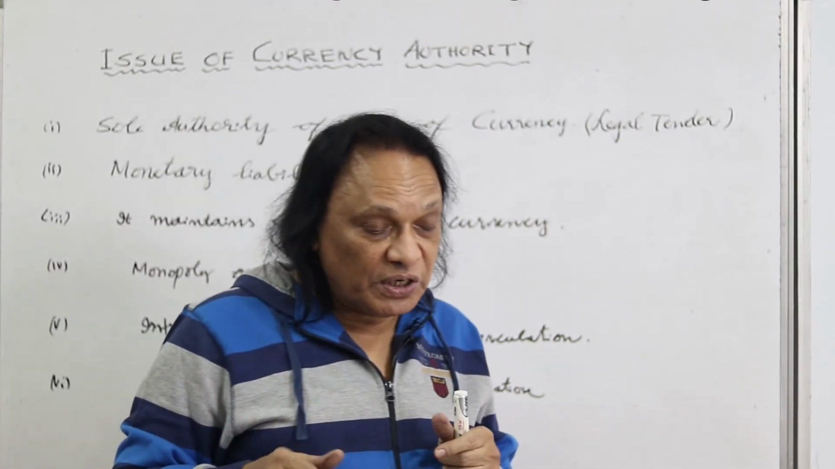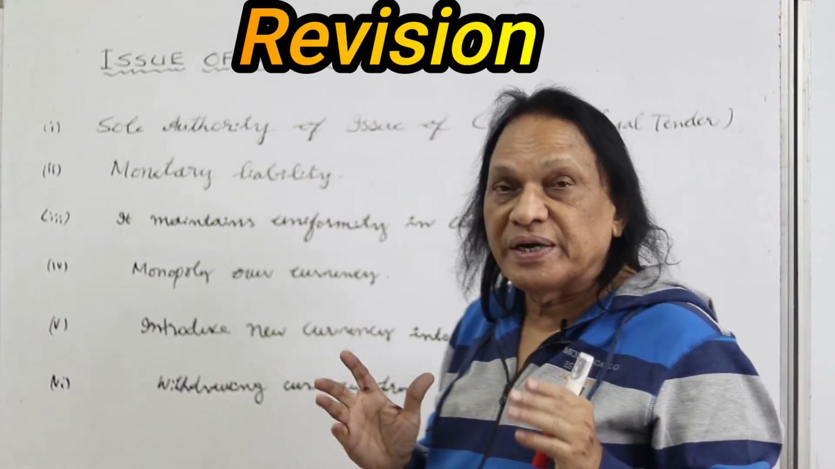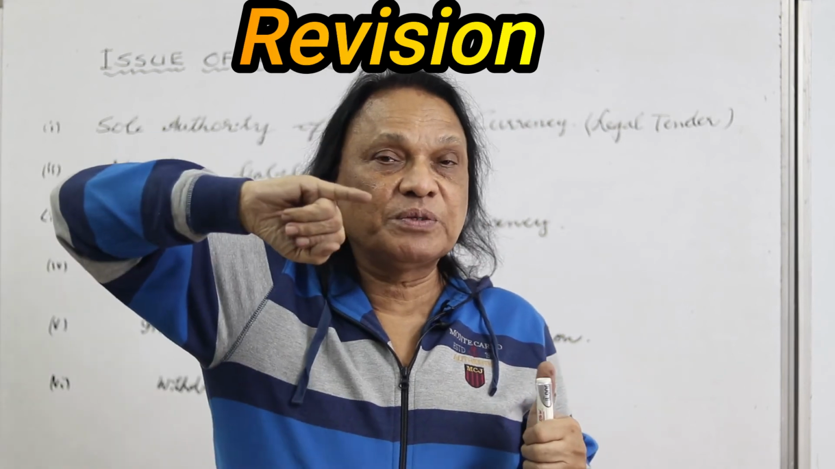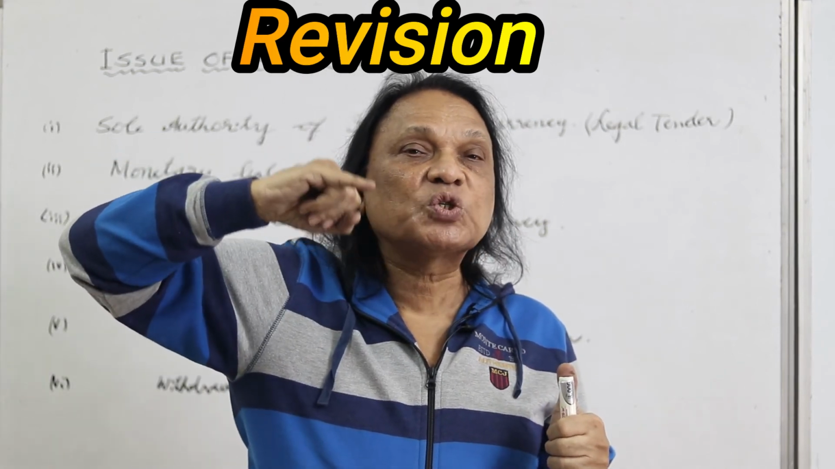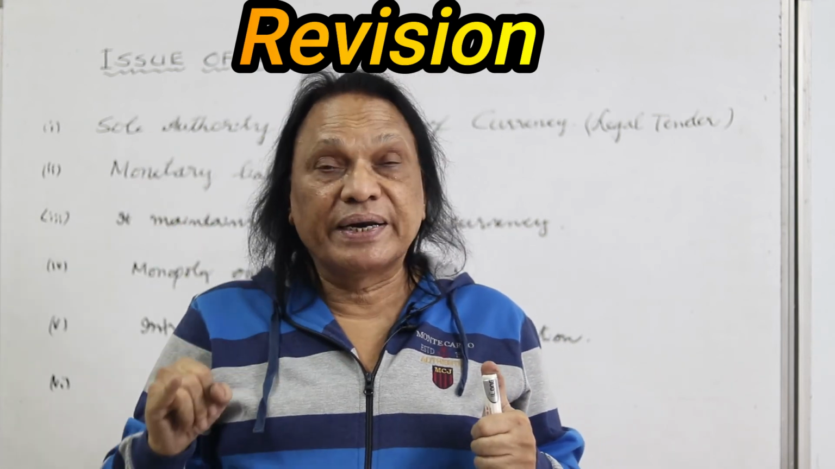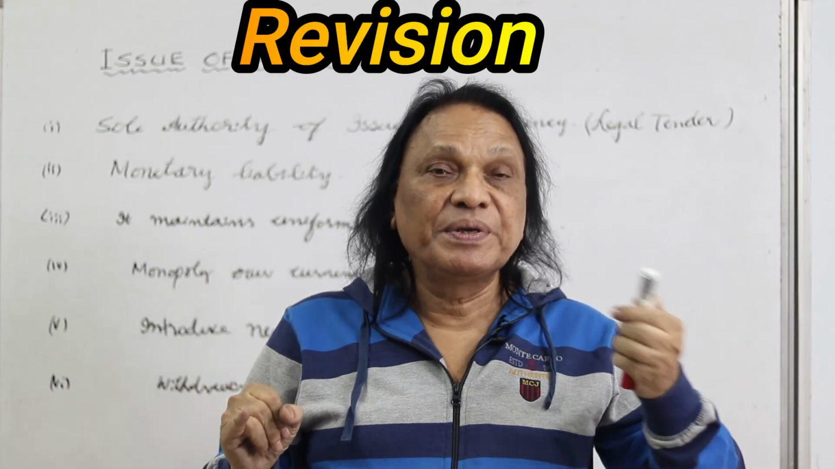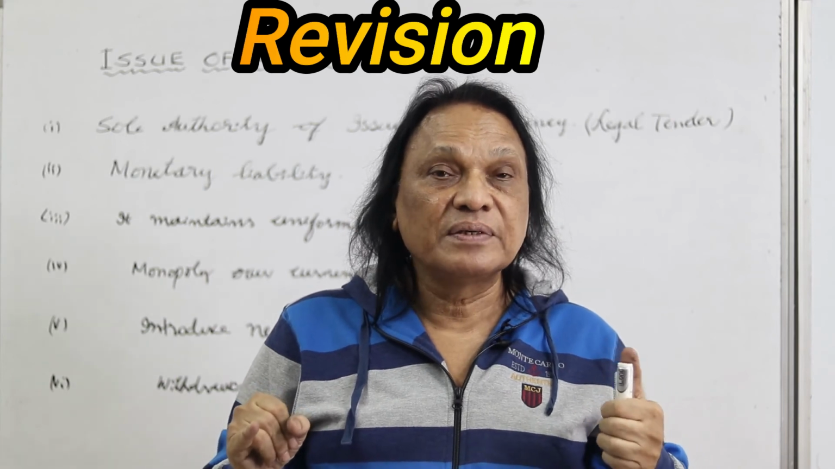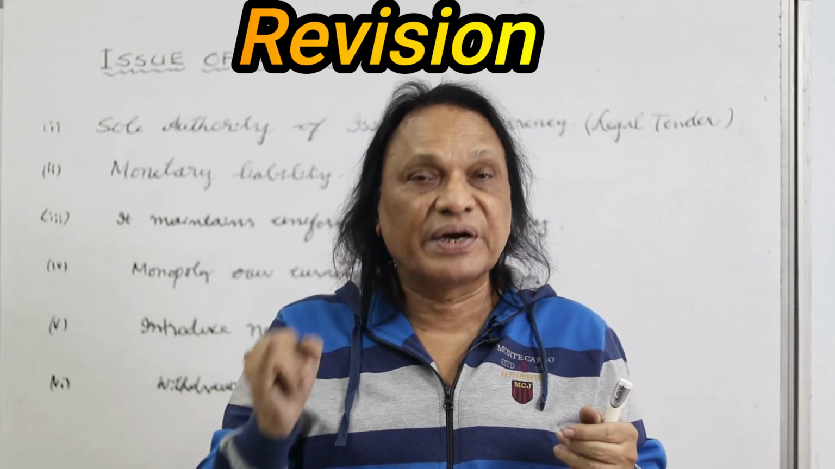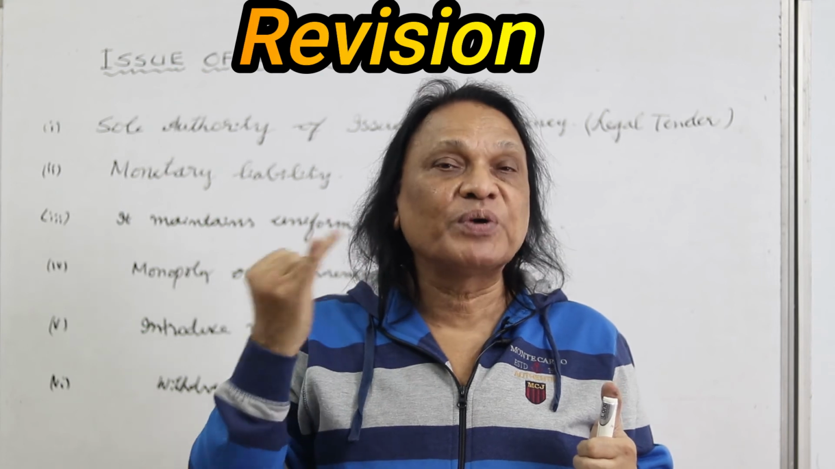The first function of the central bank is issue of currency authority. What is issue of currency authority? We learned 4-5 points in this. First point, remember, the central bank has the sole authority of issuing currency in the economy. All the currency notes are issued by the central bank, though the coins are issued by the Ministry of Finance, but the central bank only puts them into circulation. It means the central bank has complete control over the currency, so we can call it complete monopoly over the currency.